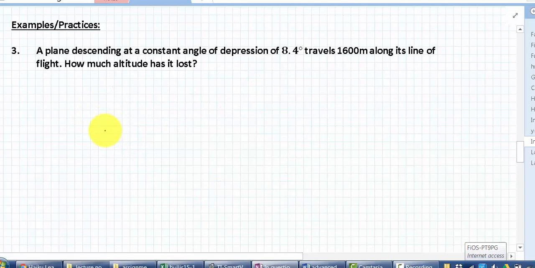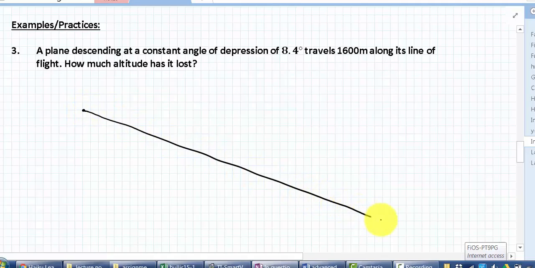Okay, so in this problem, I'm not giving you the picture, so you're going to have to read it carefully, and you will have to draw a picture that represents the situation, okay? So you have a plane. Let's put a dot right here representing the plane, okay? And it descends, right? It's descending. It goes down. A plane descending at a constant angle of depression of 8.4 degrees. So here's the line that represents the descent of the plane right here.